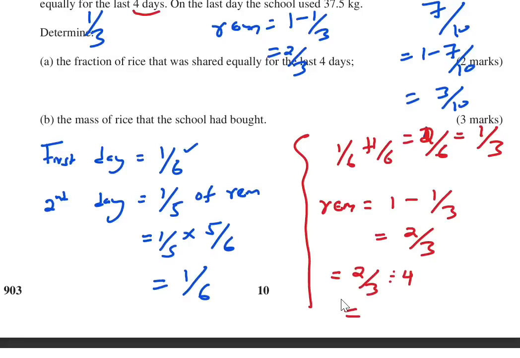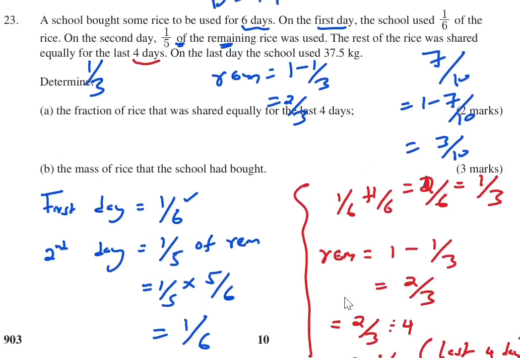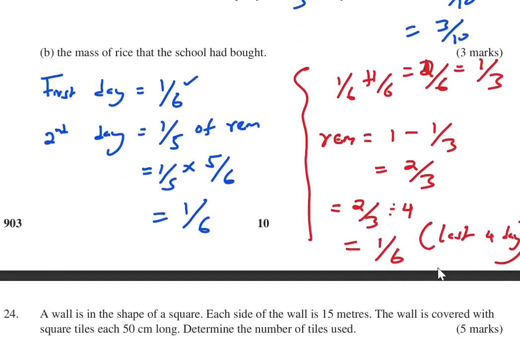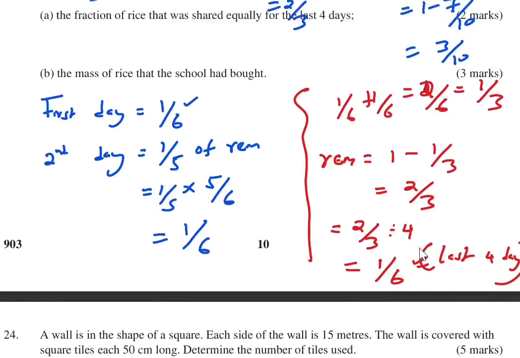Utapata the last 4 days walitumia per day, it was 1 over 6. Hii ni hapa siku moja. This one is for the last 4 days. So the question says the fraction of the rice that was shared equally for the last 4 days, ndio tumepata jibu. So it is 1 over 6. We score those 2 marks.